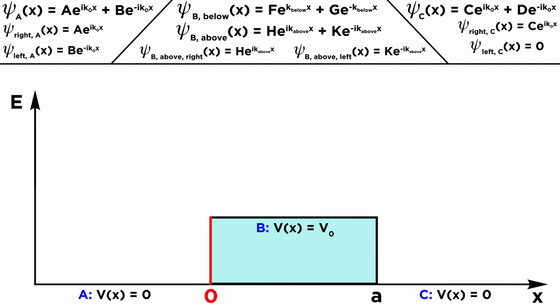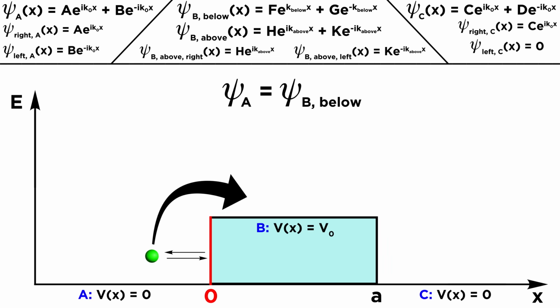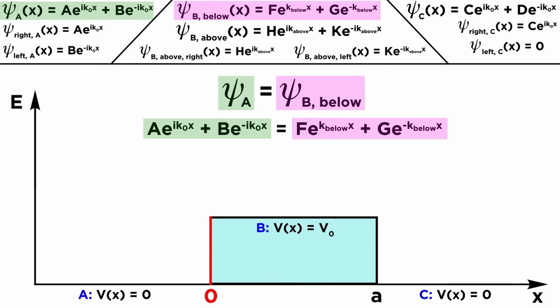First, let's examine the boundary x equals 0. This is the boundary between regions A and B, and at this position we need for psi A to equal psi B below. By setting these equal to one another at the boundary, we are ensuring the continuity of the wave function over the boundary. Furthermore, we must ensure that the wave function is continuous at the boundary with the barrier in a way that is independent of its energy, such that it describes both a particle surpassing the barrier and a particle being reflected by the barrier. Let's write this out with the full expressions now.